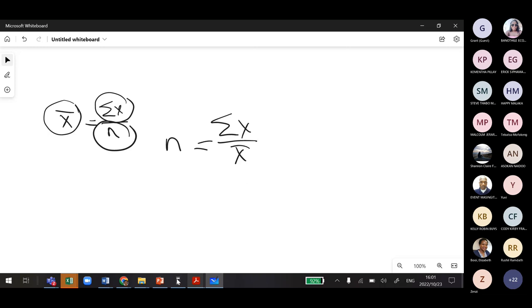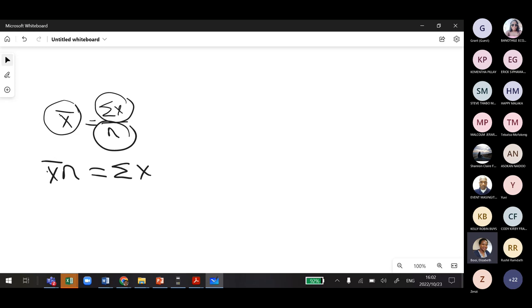Okay, sorry, because how I read it is that if you take the mean itself and multiply it by the number of observations, then you will get the sum. The sum, okay. Of all the observations. Yes, that's the same thing. If I take the mean and multiply it by the number of observations, I will get the sum of all observations. That's what it says.